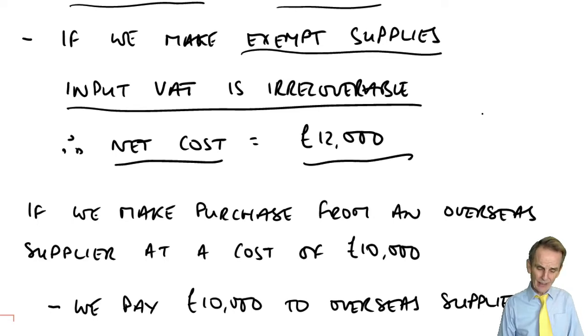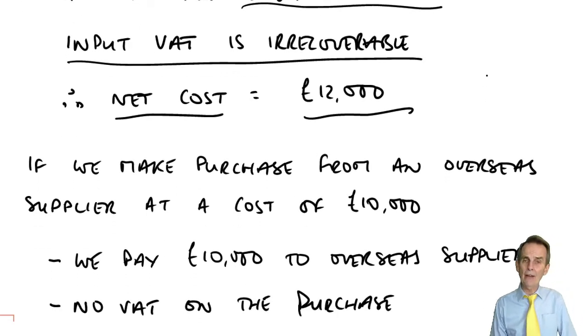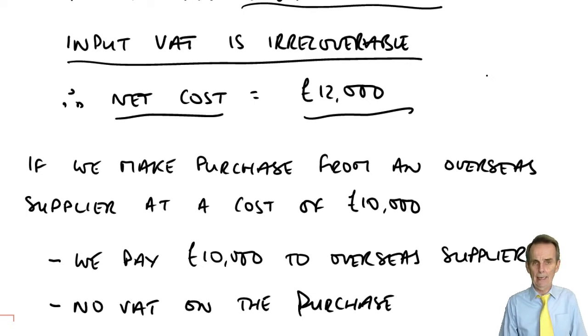So a very different outcome depending on the types of supply that we make. If we make taxable supplies, the £2,000 input VAT is recoverable. If we make exempt supplies, the £2,000 input VAT is not recoverable. Our net cost is either £10,000 if we can recover, or £12,000 if we can't.